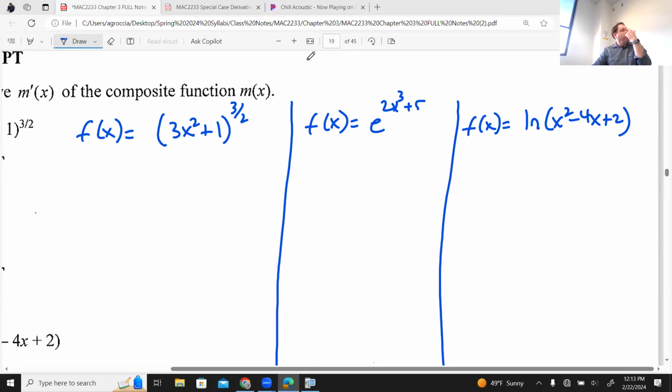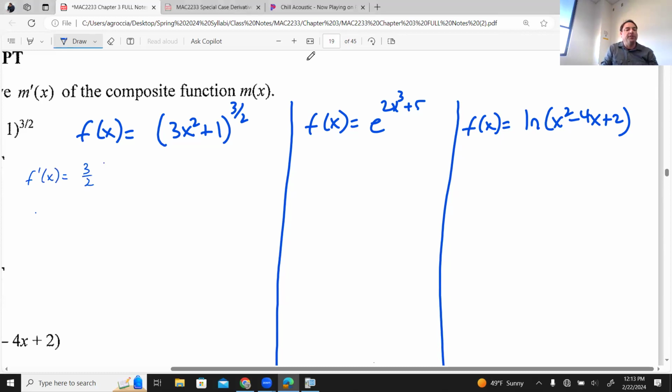So as we work through all three of these, a couple things to remind you. They're not going to be labeled product rule, quotient rule, chain rule, special case. You're going to have to be able to look at it and identify what it is. So the first one is not two things being multiplied. It's not two things being divided. It's stuff raised to a number. So we then know this is going to be chain rule.